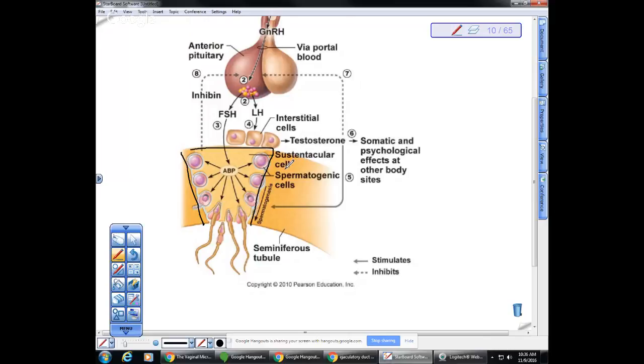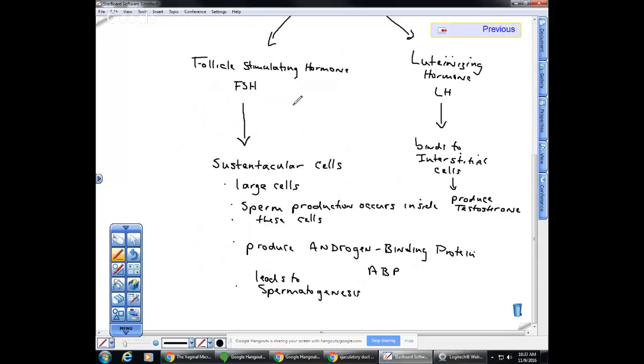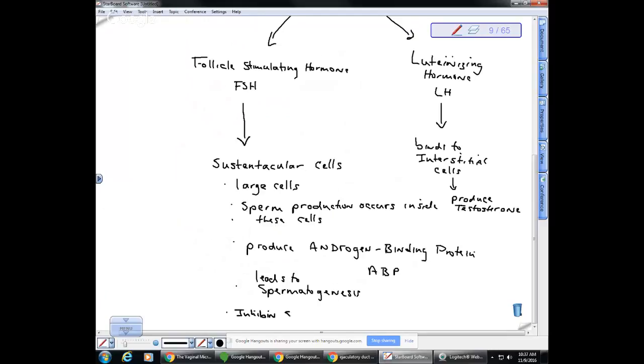So if we look at this, the sustentacular cells produce a hormone called inhibin. And inhibin shuts down the production of FSH. And then the testosterone itself is also a negative feedback on LH. So if we go back to our diagram, I ran out of room here, but I might put it down here. I would say inhibin shuts down FSH production, or release, we'll put release.